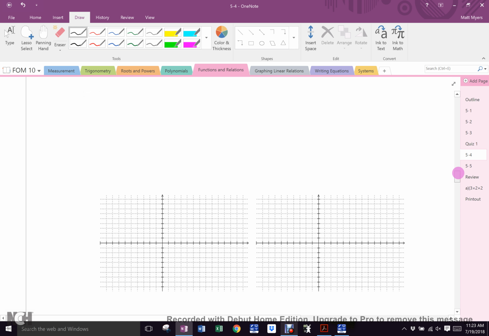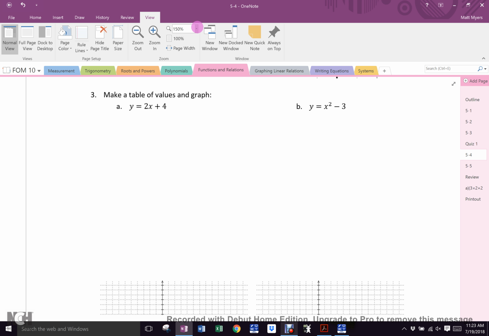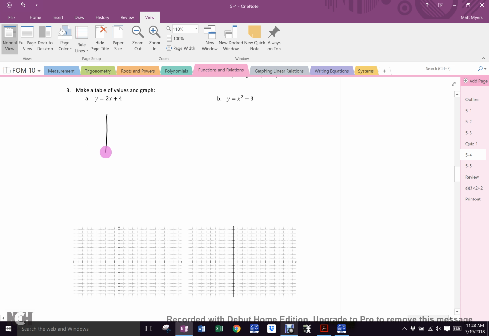And then the last thing we're going to do is make two tables of values and graph them. I'm going to shrink this down so it all fits on the screen. Now, this is something that, hopefully, fools none of you. But I have found over the past few years, when I make a table of values, I go X, Y, and I always go -2, -1, 0, 1, 2.